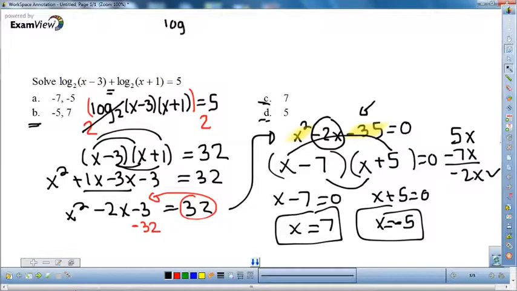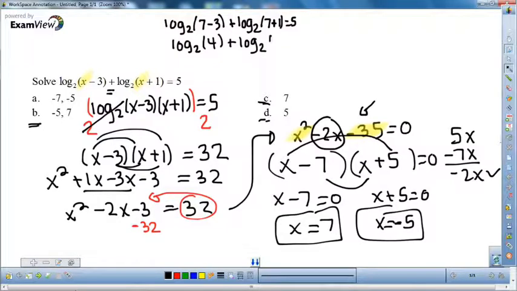So I'm going to have log base 2 of 7 minus 3 plus log base 2 of 7 plus 1. And what I'm doing is wherever I see an x, I'm just substituting this 7. So I have log base 2 of 4 plus log base 2 of 8. As we look at my logs, log base 2 of 4 means 2 to what power gives you 4. So that's going to be 2. And then 2 to what power gives you 8. And notice that that equals 5. So the 7 checks.